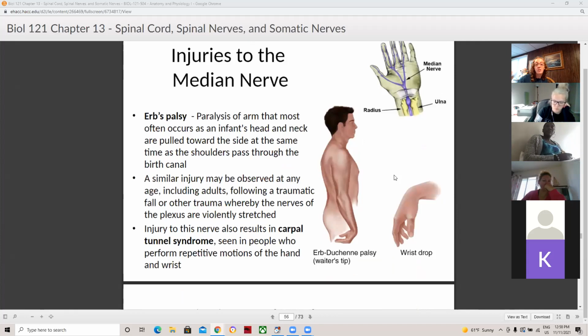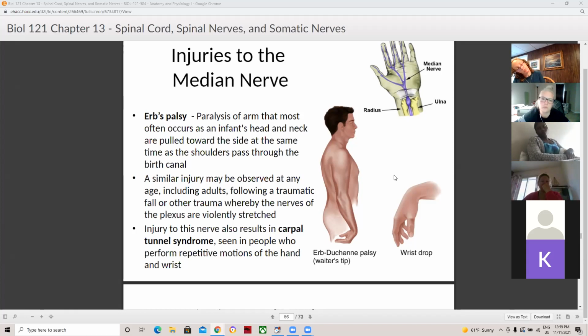Injuries to the median nerve, Erb's palsy, where there's a paralysis of the arm that often occurs when a baby's head and neck are pulled in the same direction during delivery, pulling the baby's head and neck toward the same side at the same time as the shoulders pass through the birth canal.